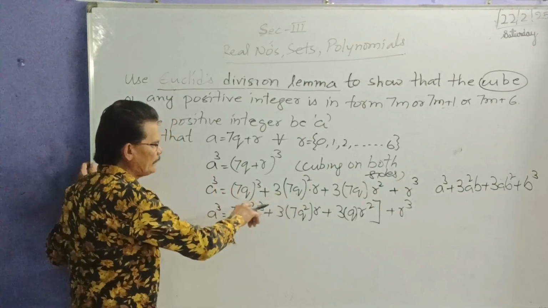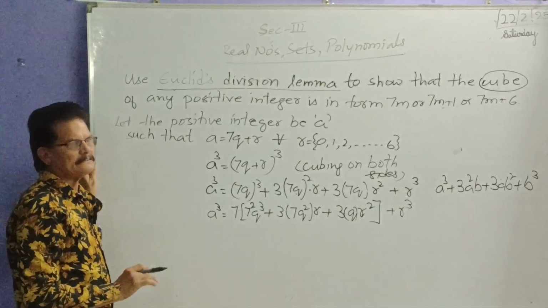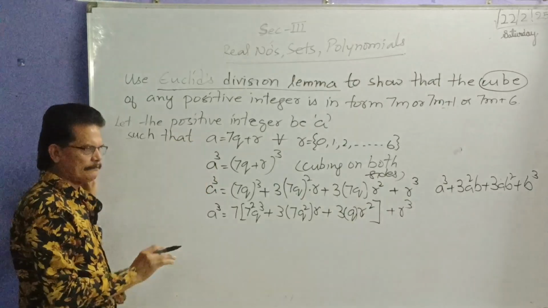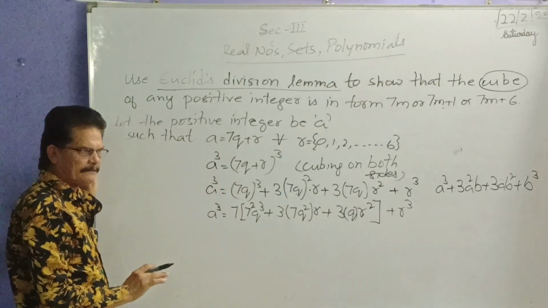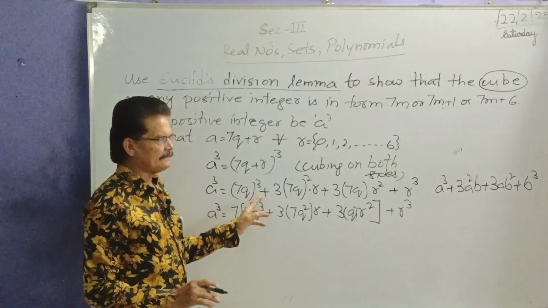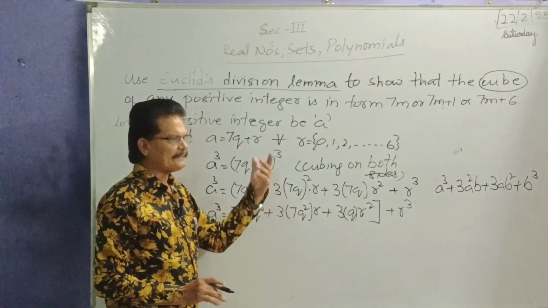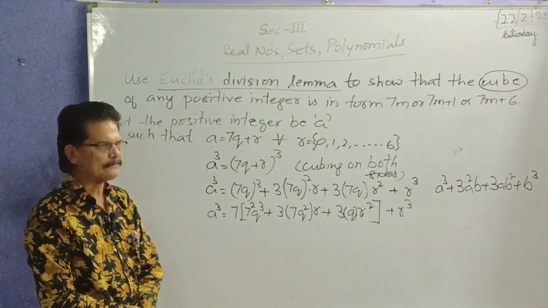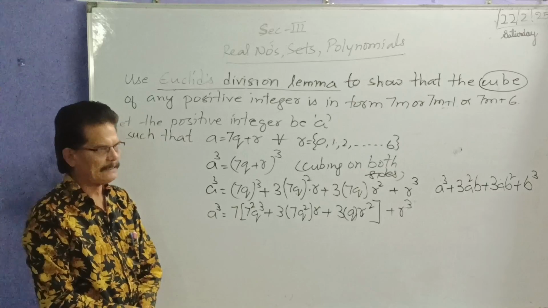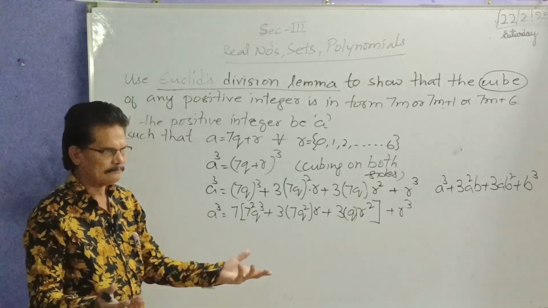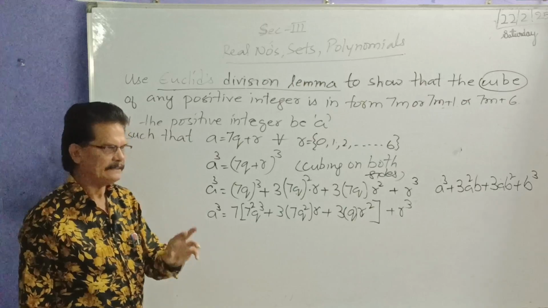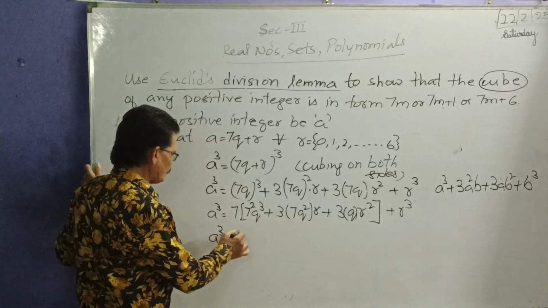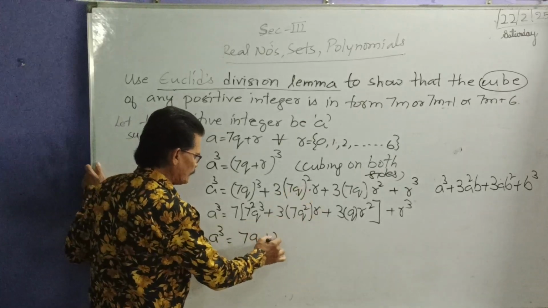Now this bracket, what shall we call it? Something, some integer p. Integer square, integer cube, integer into integer plus integer is always a new integer. It's a new integer. And what name shall we give the new integer? Shall we say p? Shall we say a? Anything except m. Don't take m now. Suppose a. So what does it become? A cube is equal to 7a plus r cube.